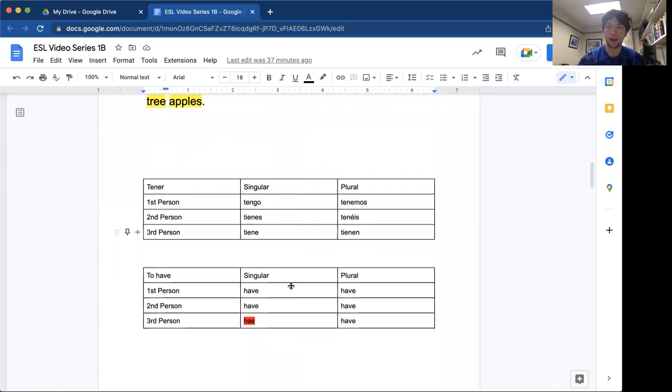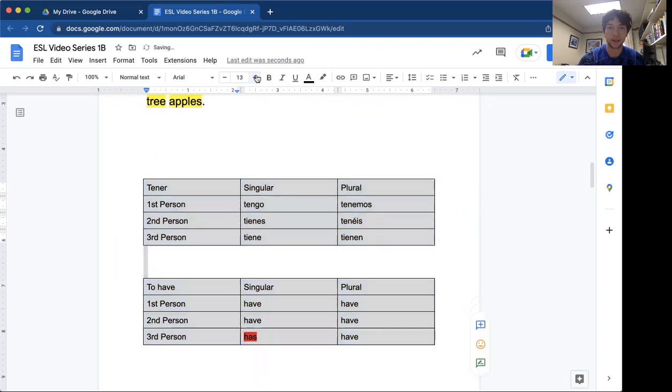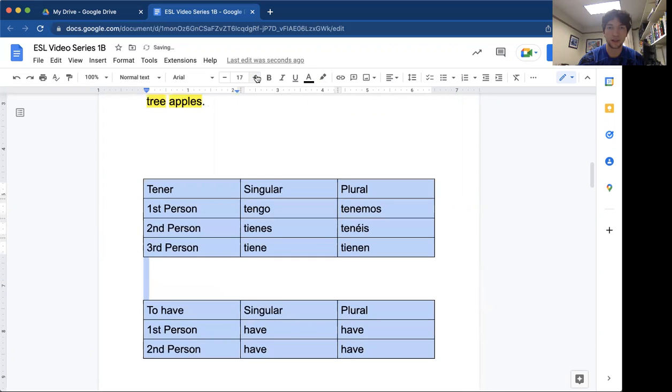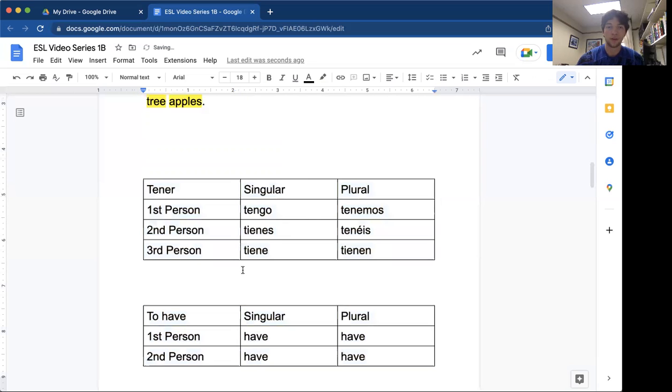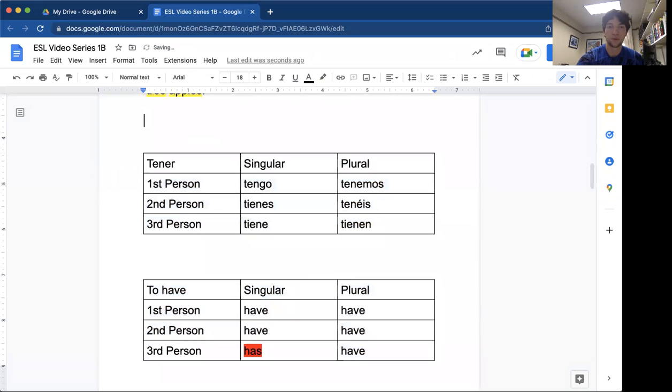So I might have to make this a little bit bigger. Let me make this just slightly bigger so it's easier to see. Okay.